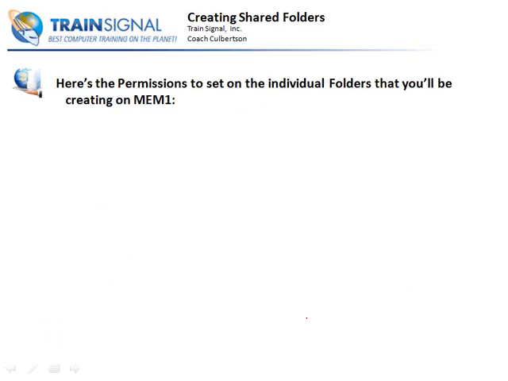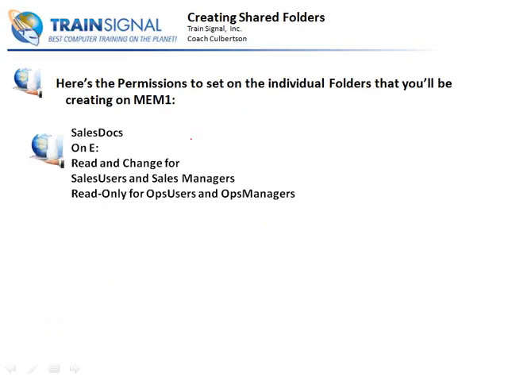Now, here's the permissions that we're going to be setting on these folders. We're going to be taking sales docs, the one that we're creating right now, and we're going to be applying read and change for sales users and sales managers. We're only going to be giving read-only access, though, to ops users and ops managers. So they won't actually be able to change anything in the file. They won't be able to add anything. They'll just be able to read stuff that's in that particular folder. The sales users and sales managers, however, will be able to do most of the things in that folder. They'll be able to add, delete stuff, change files, not a problem there. But they won't be able to delete this entire folder, right? This is a good thing.